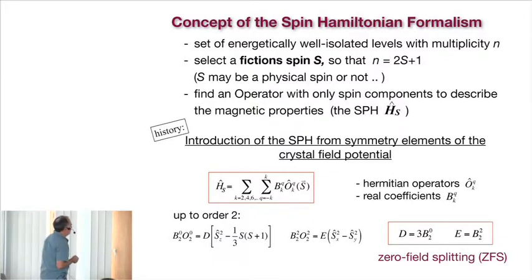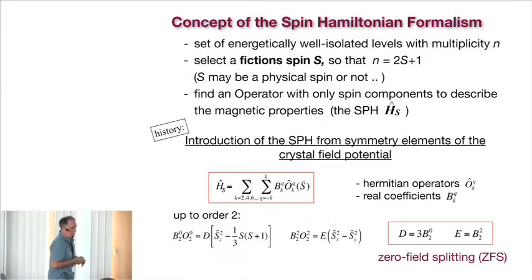And historically, this Spin Hamiltonian was introduced by using the crystal field potential, or the symmetry elements of the crystal field potential, so the electrostatic potential, that can be described in spherical harmonics, and one can find operators for this electrostatic potential. But there is a possibility to convert such operators by using an operator equivalence into angular momentum operators. So such Hamiltonian operators, O, depend on powers of S squared, S to the fourth, and so on, with some coefficients here. And up to the order 2, one has this relation here.